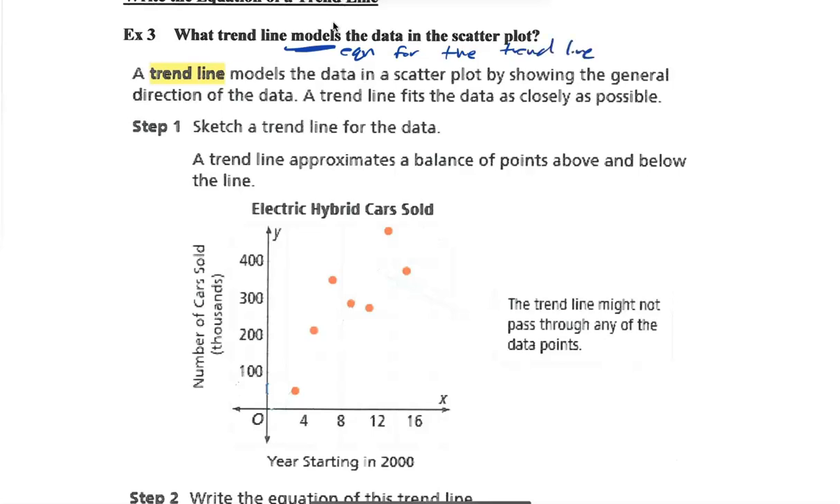Okay, and to do that, step one would actually be to plot your scatter plot, right? So if they give you a table of values, then you have to plot your scatter plot first. In this case, we already have a scatter plot, so nice. Step two will be sketch a trend line for the data.